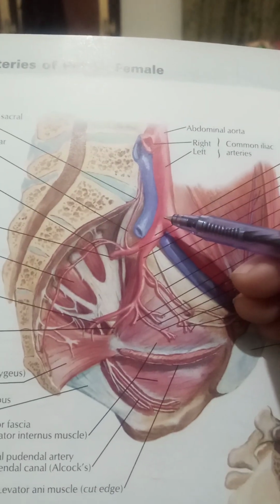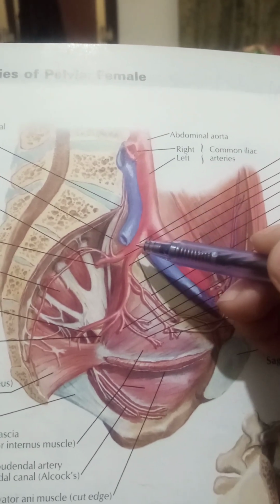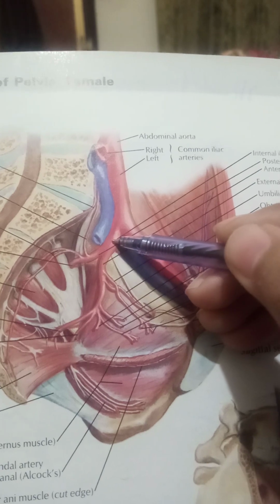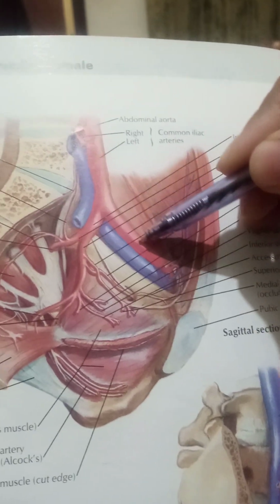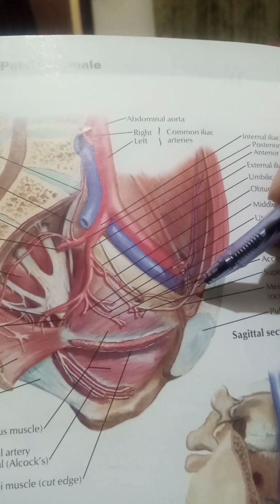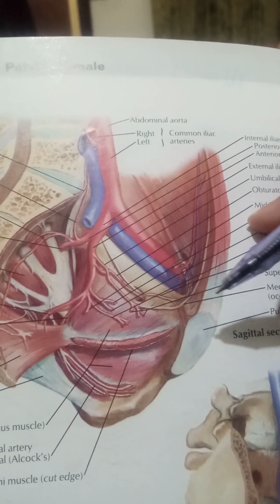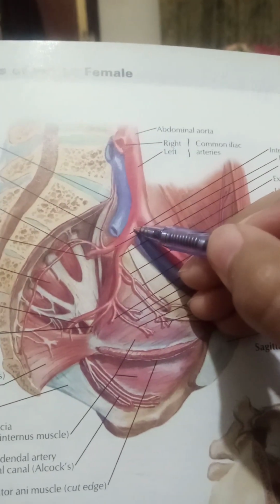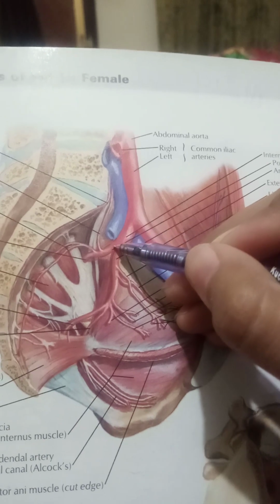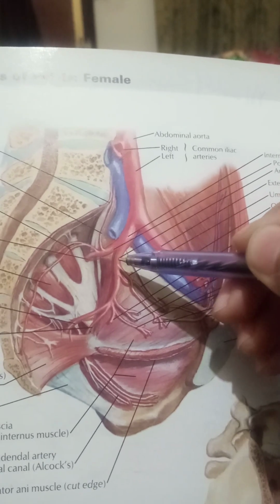At the level of sacroiliac joint, common iliac artery of both sides give rise to the internal iliac artery and the external iliac artery. External iliac artery passes behind the inguinal ligament and enters the thigh to supply the lower limb. This internal iliac artery at the level of greater sciatic notch divides into two branches, posterior division and anterior division.